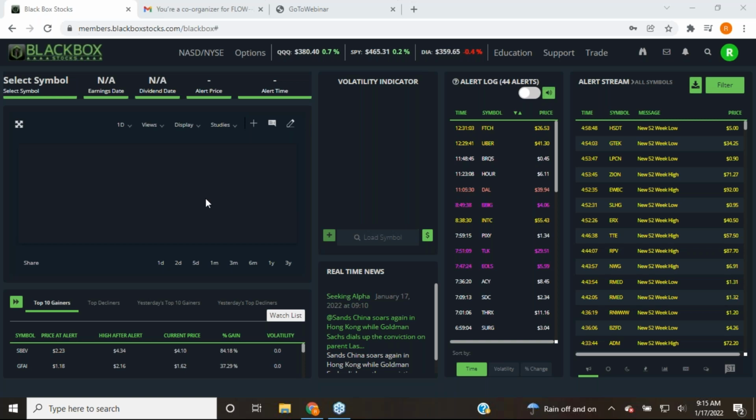Now, how do I use it? Okay, I use it in multiple different ways. I use it like Mike uses it. I use it like Swan uses it. And then I also use it like I use it. So this is how I have my setup on a daily basis.